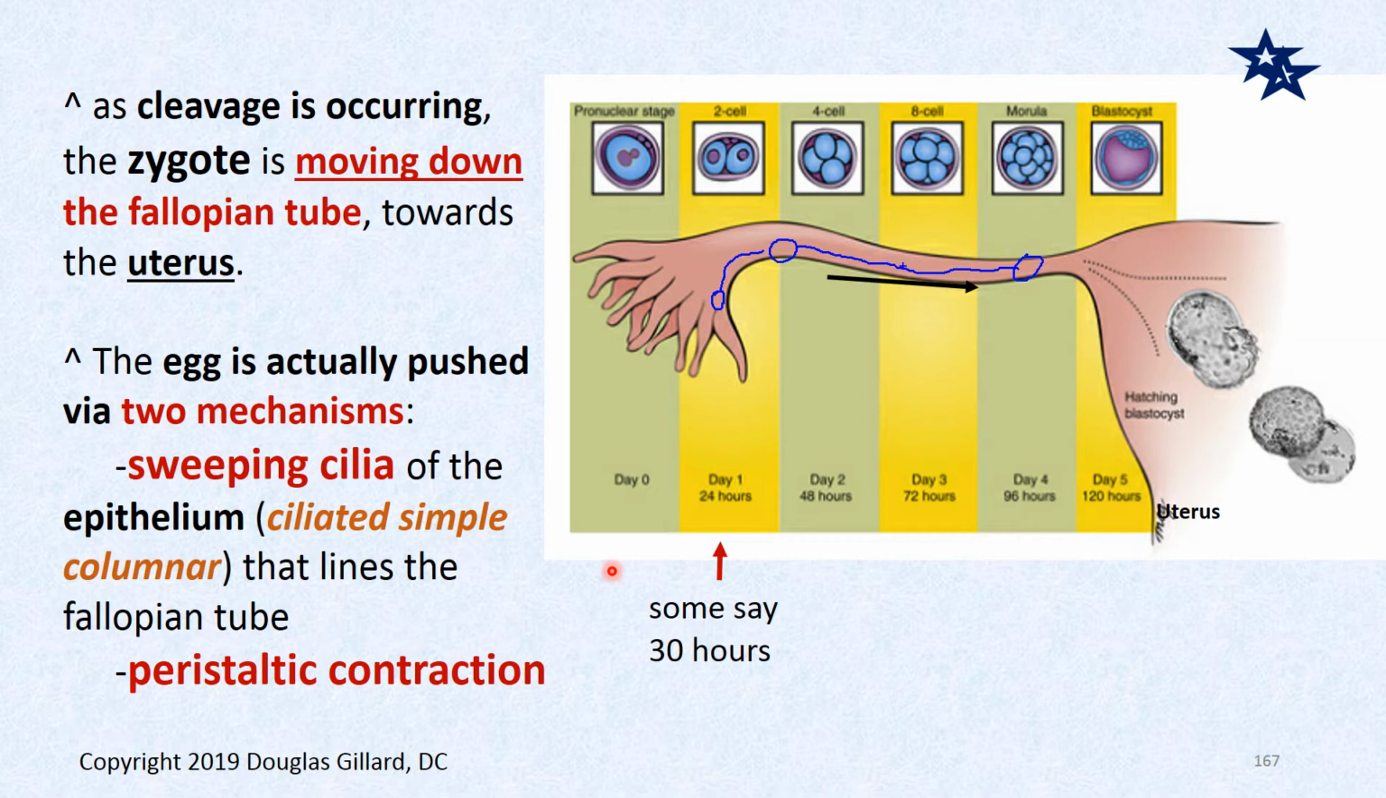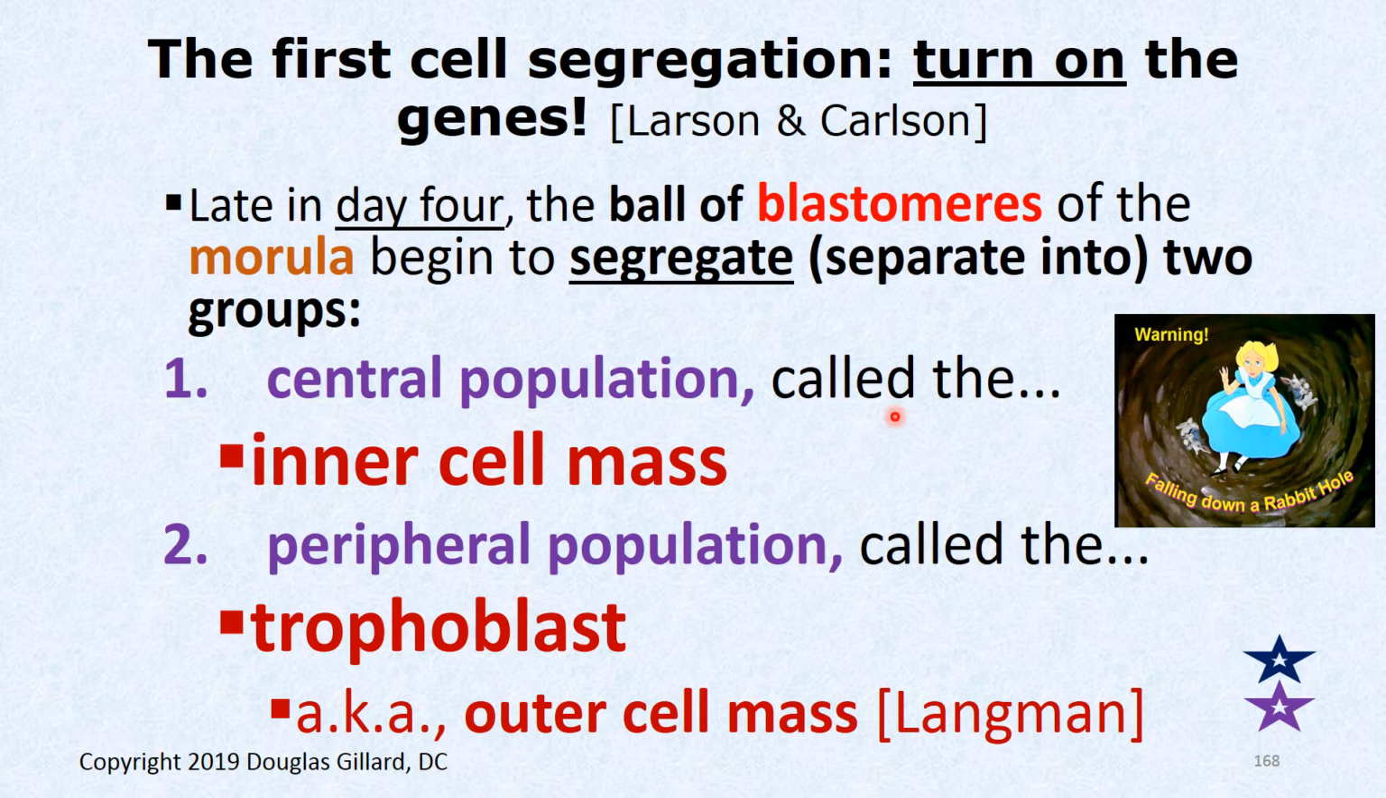But how does it move down here? I forgot to tell you, just like how fecal material moves through the intestine, there is a peristaltic contraction that goes on and helps push the egg down the fallopian tube. In addition to that, there are ciliated simple columnar cells that also live on the lumen of the fallopian tube. And the combination of those two is what's moving this down toward the uterus. That's where we're headed now.